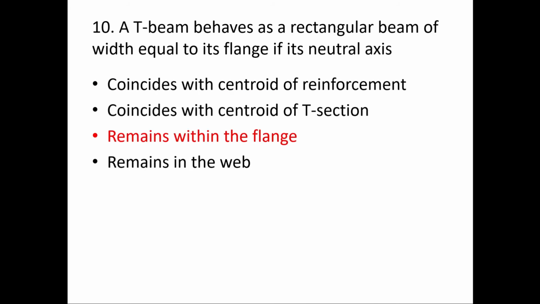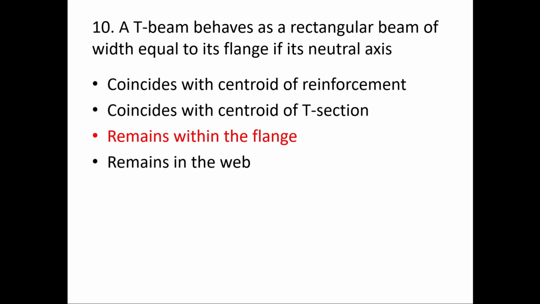A T-beam behaves as a rectangular beam of width equal to its flange if its neutral axis. So we know for a T-beam having neutral axis within the flange area, our formula derived for rectangular beam can be used. So here option C is correct. When a T-beam behaves as a rectangular beam, our neutral axis lies within the flange portion. So you have to keep in mind that option C is correct.